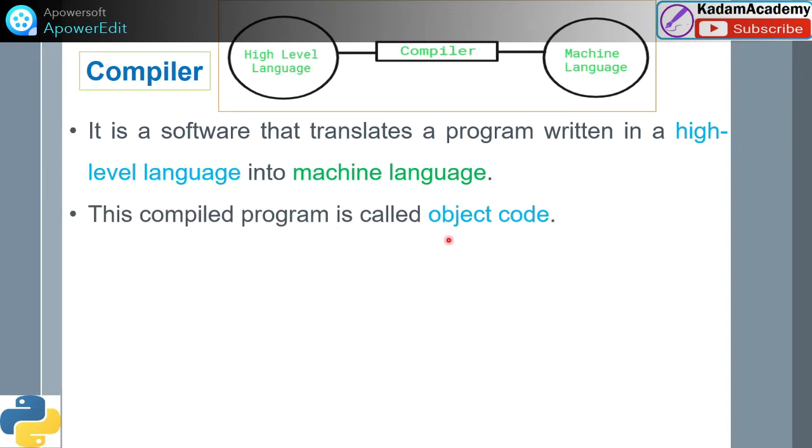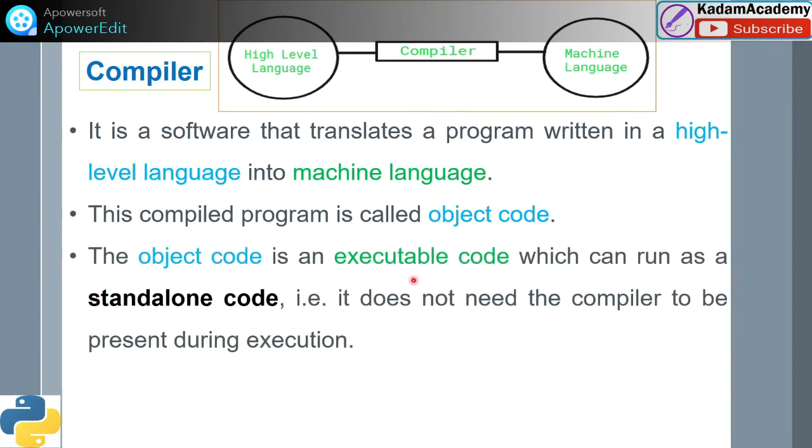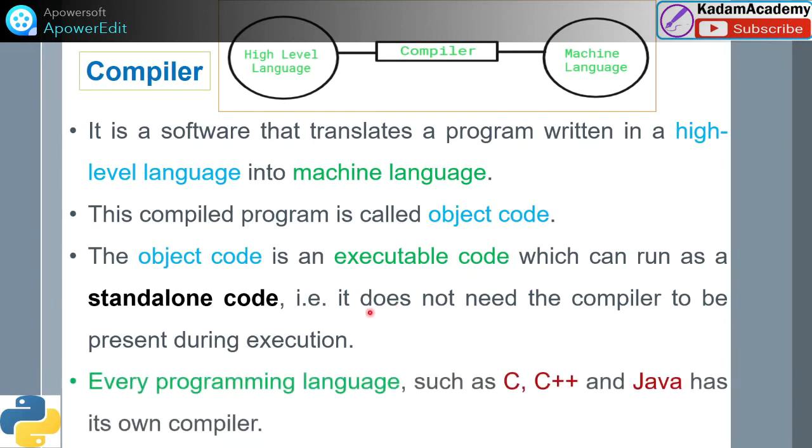The object code is an executable code which can run as standalone code. That is, it does not need the compiler to be present during the execution. After running, that executable code can be used to run independently, and it does not always require the compiler. Every programming language, such as C, C++, Java or Python, has its own compiler. It is inbuilt when we install that software.